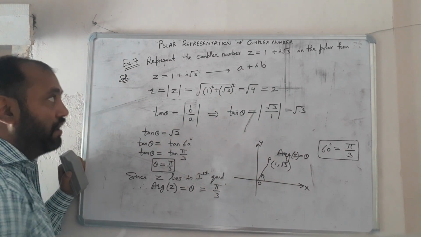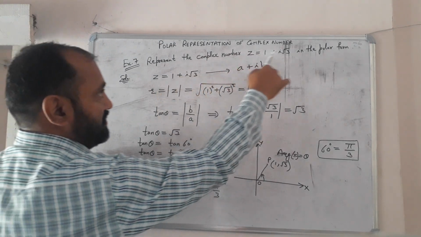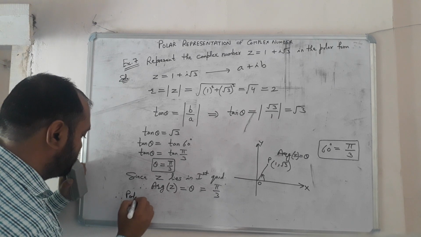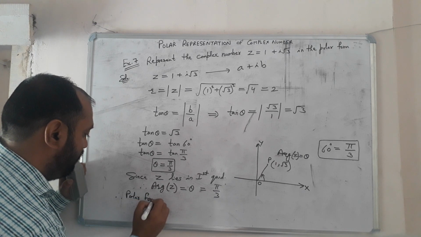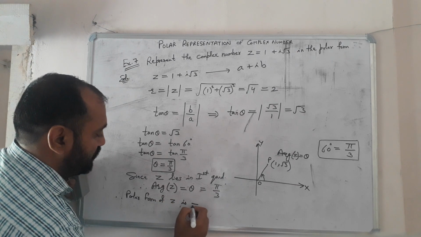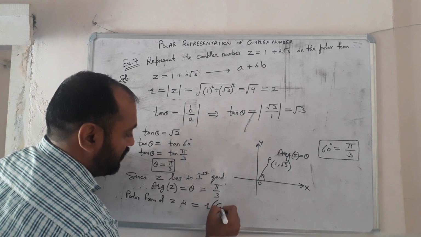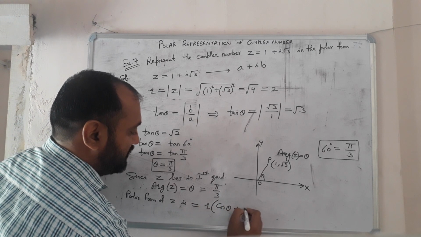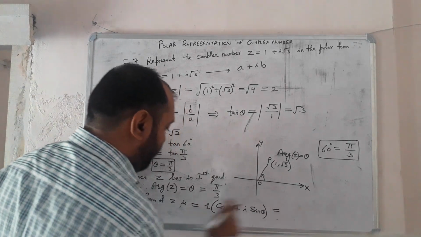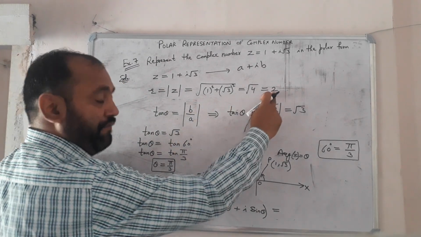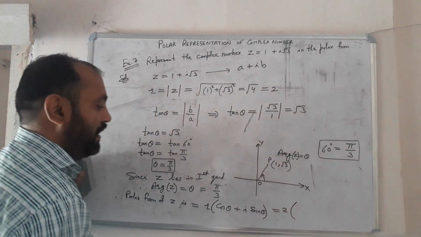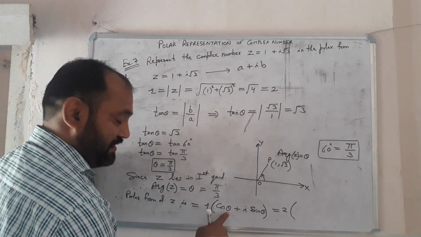Now what is the question? Represent the complex number in polar form. So therefore polar form of z is equal to r times cos theta plus iota sin theta. The value of r you have found, right? So the value of r is 2 here. And what is the value of argument? This theta is argument here.